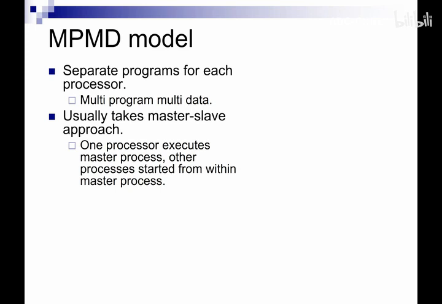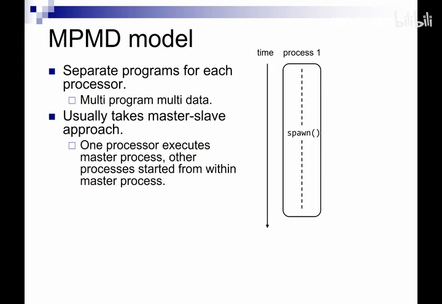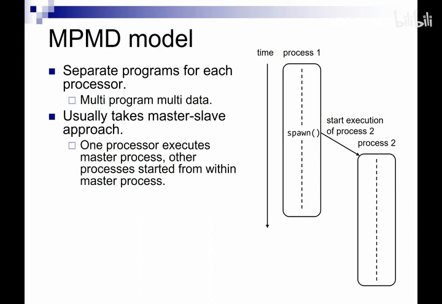The way these MPMD programs usually work is that they take something called a master-slave approach. That means that in the beginning you just have one process, the master process, executing by itself. At some point, maybe the process finds that it's got a lot of work to do, so it wants to do this work in parallel. At that point, it calls a spawn operation, which creates other processes. Those are the slave processes, and they are going to help the master do the work.